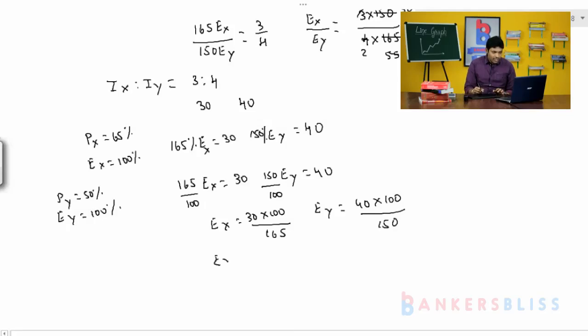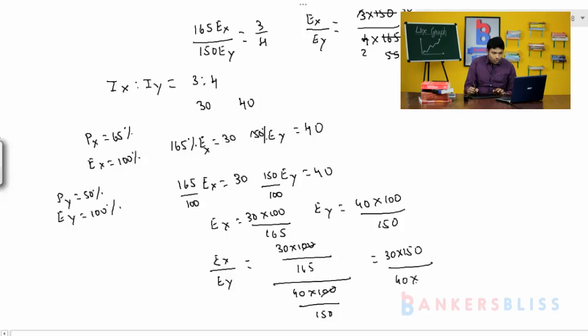Okay, see here, now again EX by EY is equal to 30 into 100 by 165 whole divided by 40 into 100 by 150. So 100 cancels, which is equal to 30 into 150 divided by 40 into 165. So again you are going to get 15 by 22, therefore 15 is to 22 is the answer. So option C is the right answer.